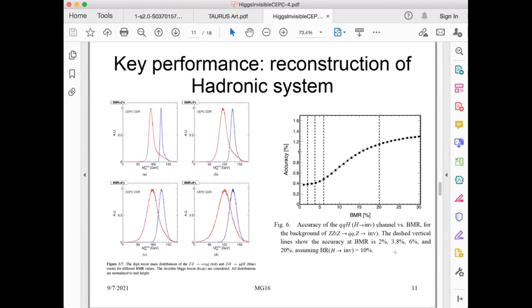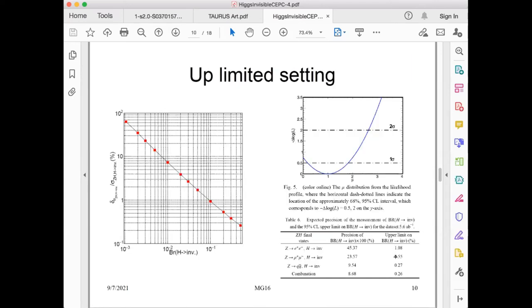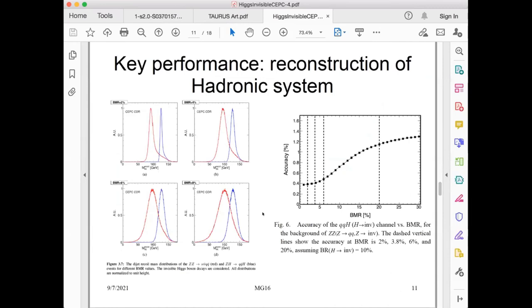Okay. And on the performance side, this is also very interesting. Because you can see that the leading part of this sensitivity is coming from the QQ Higgs events, as the Z to QQ has the leading statistics, of course. So then it would be interesting to look into the physics requirement on reconstructing this hadronically decayed Z. So for this purpose, we performed a faster simulation study and basically extract the anticipated accuracy at different reconstructed dijet mass resolution, which we quote as BMR in the right-hand plot.